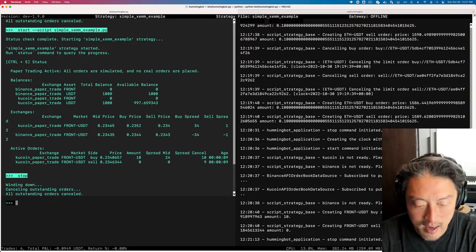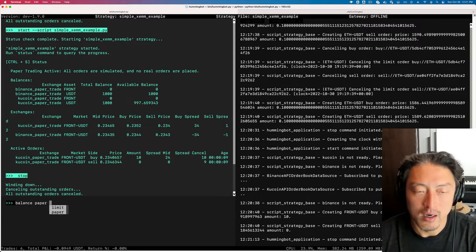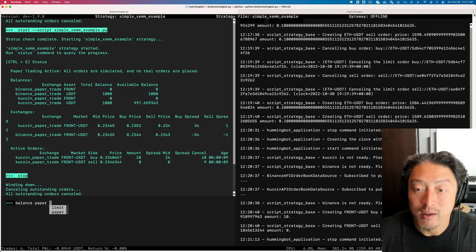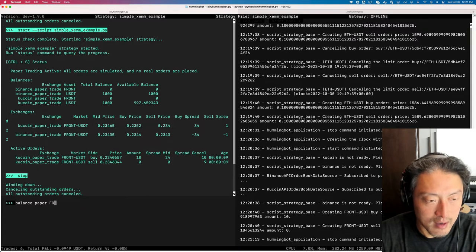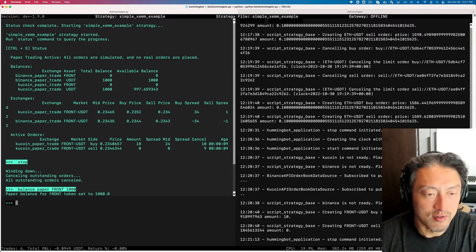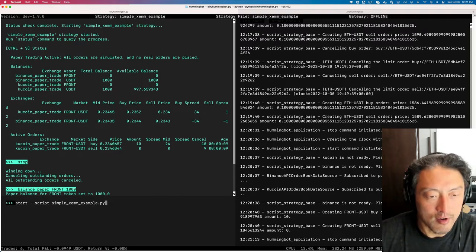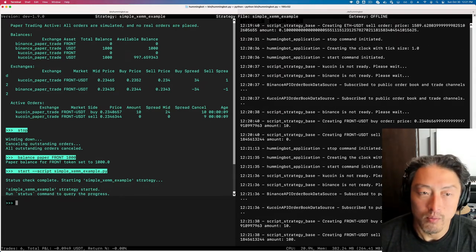To set that, you can use the balance paper command, which allows you to add balances to your paper trading wallet. So you can say FRONT, and I'll just give myself 1,000 FRONT to be able to run the strategy. And if I run the strategy again, it should now place sell orders for FRONT as well.